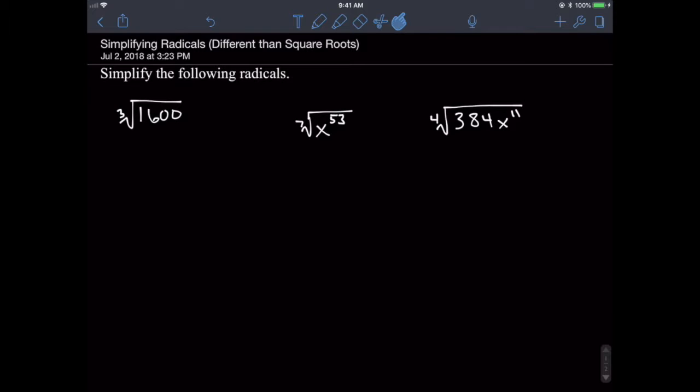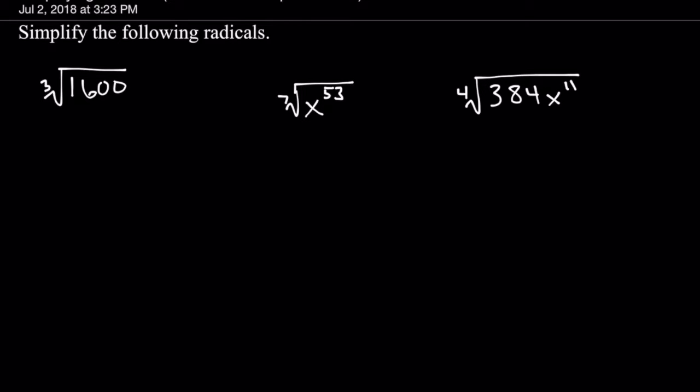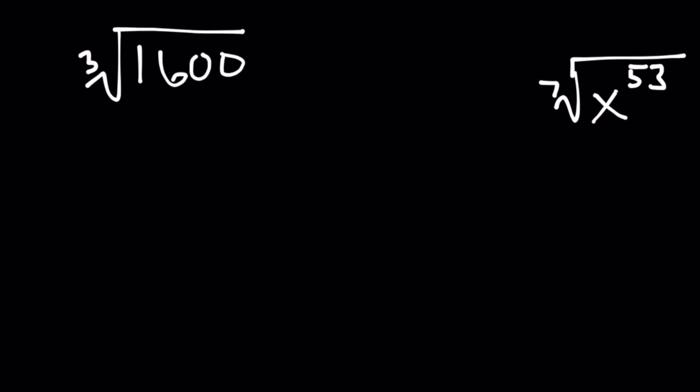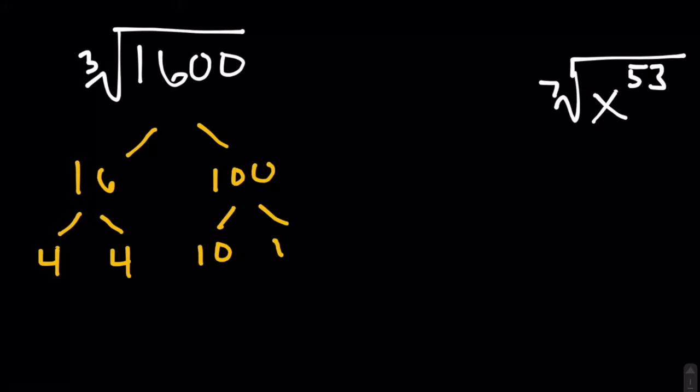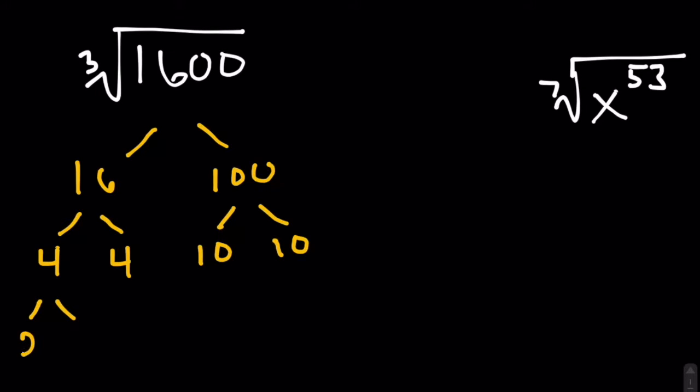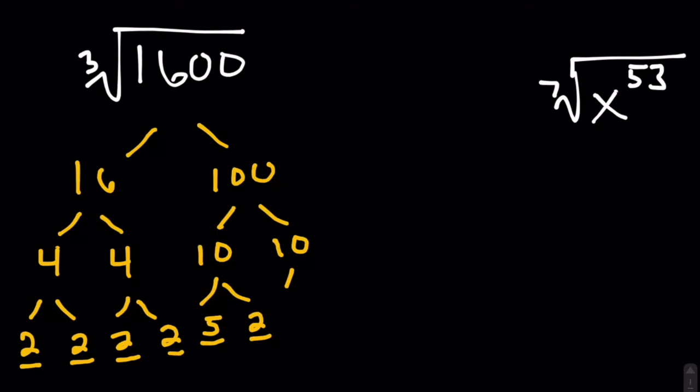Ready? Let's begin. We will start our proceedings off with the cube root of 1600, and we will do so in a way very similar to if it were just the regular square root of 1600. We will take the factor tree and break this down into its prime factorization. 1600 is 16 times 100, 16 is 4 times 4, 100 is 10 times 10. 4 breaks down into 2 times 2, both of those are prime. 2 times 2 again. 10 breaks down into 5 times 2. Both of those are prime. Same thing for the other 10 right here.